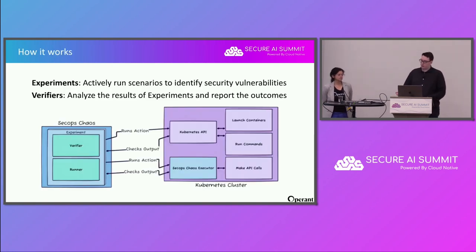So how does SecOps-Chaos work? There are two concepts. The first one is the experiment. We actively run a scenario to identify security vulnerabilities. This could be launching a container in Kubernetes. It could be making an API call. Then there's the verifier, which looks at the result of the experiment and reports the outcome.